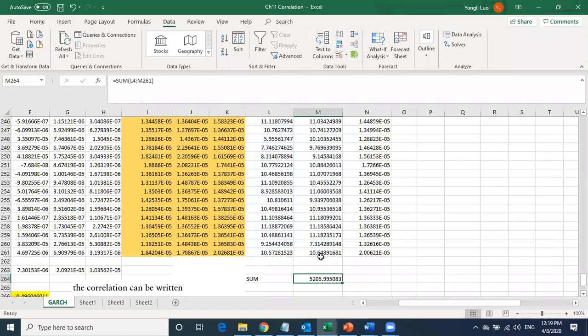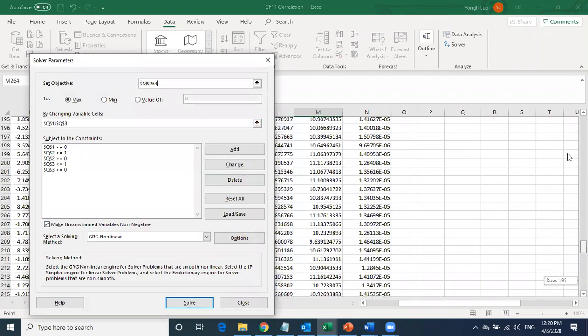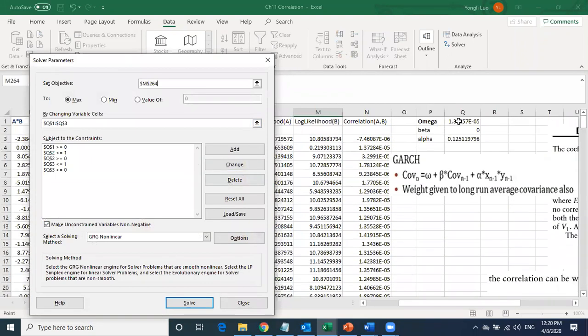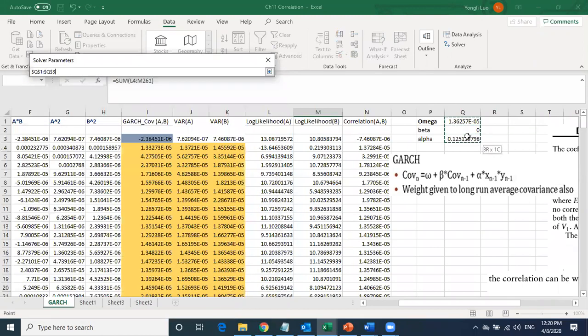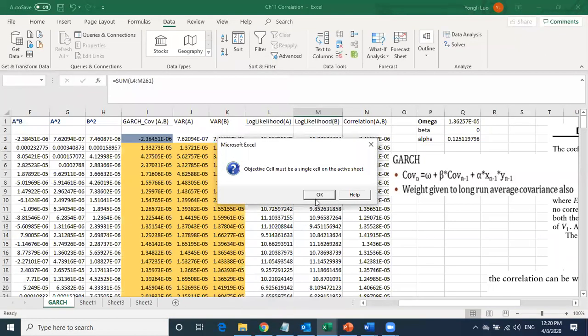Now you use solver. You want to maximize the log likelihood sum by changing omega, beta, and alpha, subject to the constraints. So you add those constraints. You want these numbers to be positive but less than 1, so between 0 and 1. Then you can click on solver.